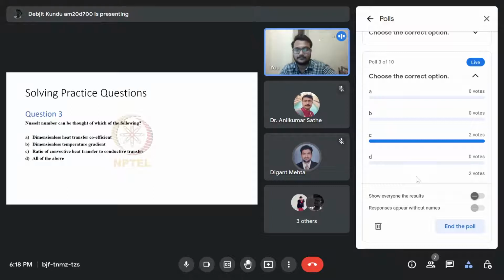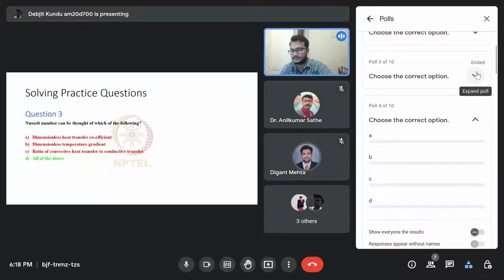Okay, so we have received a few responses and they are in favor of option C. I'll end the poll, and if we look at the correct answer, it is not option C but rather option D, that is all of the above. So why is that? We will go from option to option. Let's say the first one, dimensionless heat transfer coefficient.